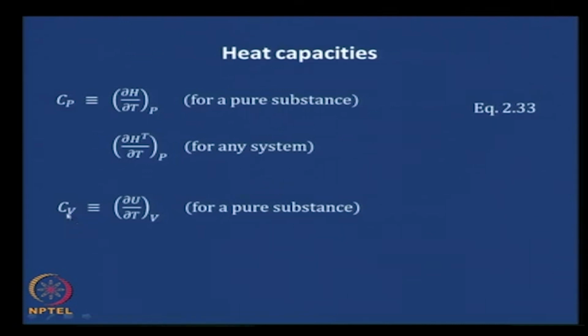Now, Cv is defined as ∂U/∂T. Cp was ∂H, enthalpy, ∂T, Cv is ∂U, internal energy, ∂T at constant volume. Since this is at constant volume, we call it Cv, specific heat at constant volume. This is for a pure substance, we will call this equation 234, and for any system you can define Cv as ∂Ut/∂T at constant V.